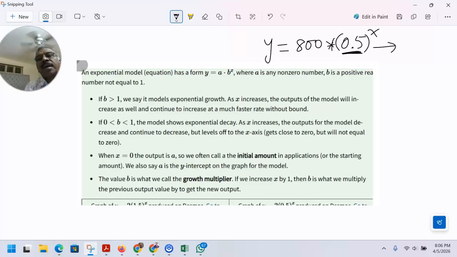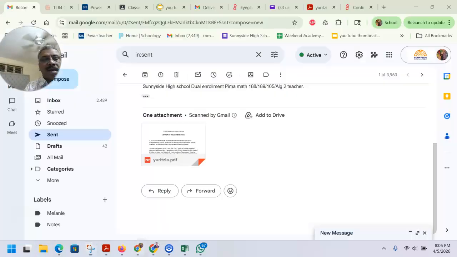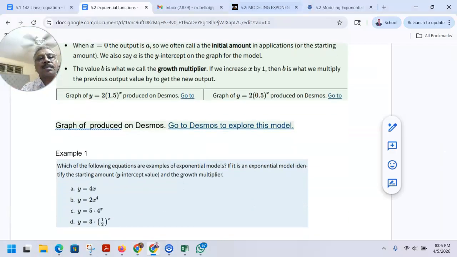So this is called the decay factor. This is the y-intercept, or the beginning. All this shows you the explanation. You can read this. Now we'll use Desmos. Another way to understand is desmos.com on your laptop. We will also use the TI-84 graphing calculator, but we will take directly the example they gave us.